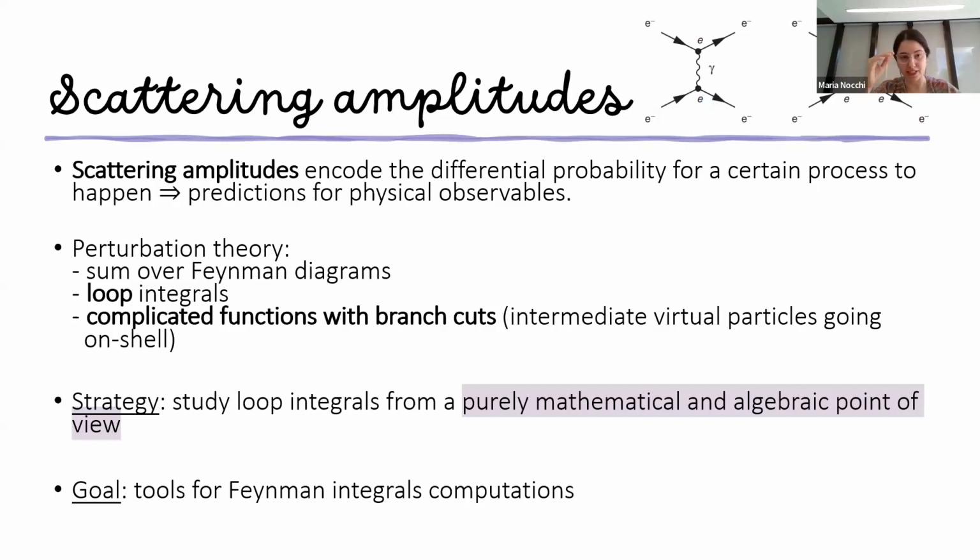One interesting thing is that at loop level, you always get complicated functions that have branch cuts. Physically, this corresponds to intermediate virtual particles going on shell. And here I would like to study these loop integrals from a purely mathematical and algebraic point of view, to see how we usually get tools for Feynman integral computations, and why this is relevant for today's talk: how to extend that to string amplitudes when we pass from QFT to strings.